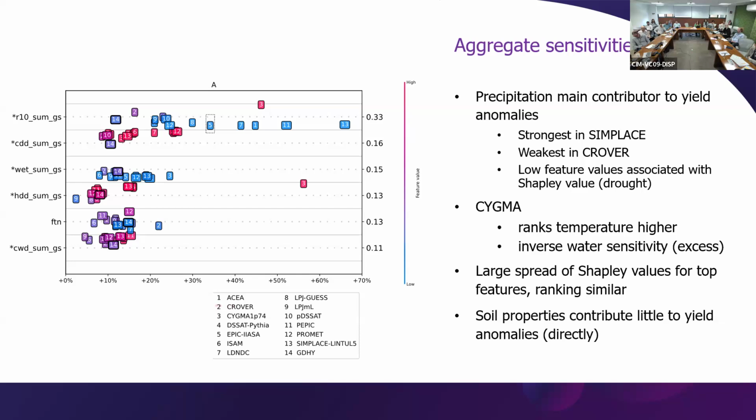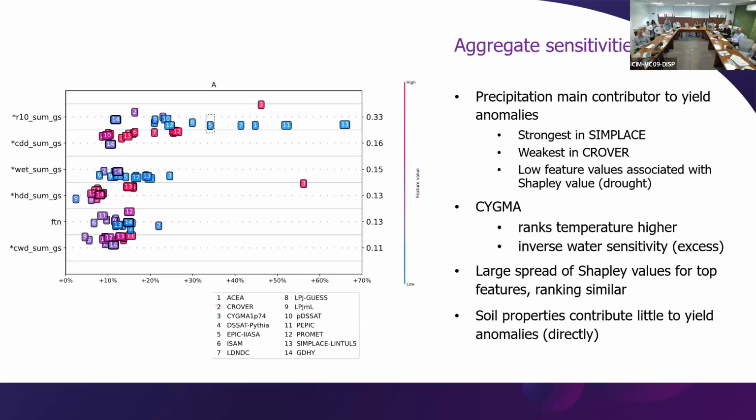It shows the strongest impact in Simplace, the weakest in Kroger. So here we have Simplace, and on the other end, the 2 is Kroger. 14 is actually the Izumi dataset with real observations. And we also see that all those boxes are blue, which means that mainly low feature values are associated with yield anomalies, which in this case with rain means drought. There is this one outlier, which is Sigma, where the opposite is actually true. It also contributes strongly to the yield anomalies, but in this case with high feature values of rain. So this is an indicator that excess water contributes more to yield anomalies.